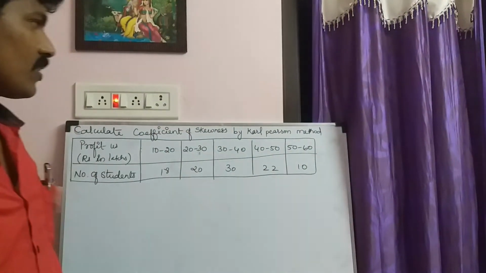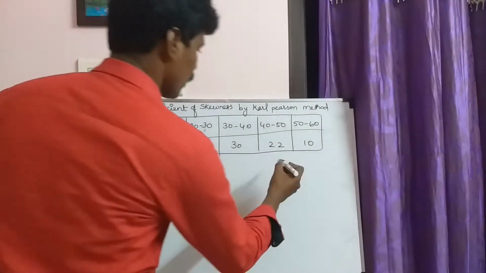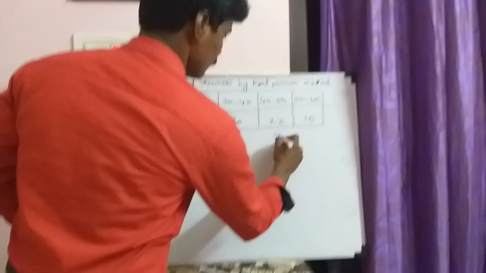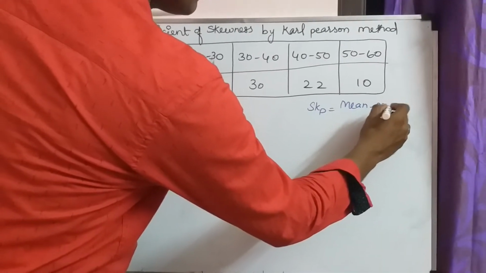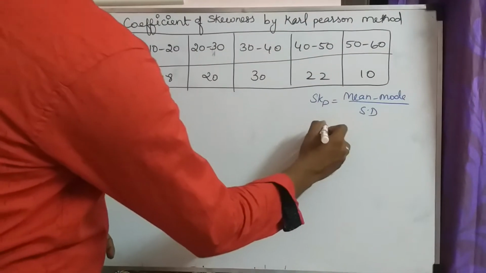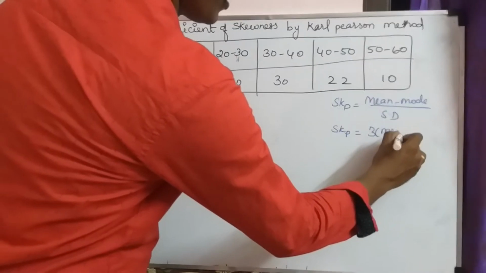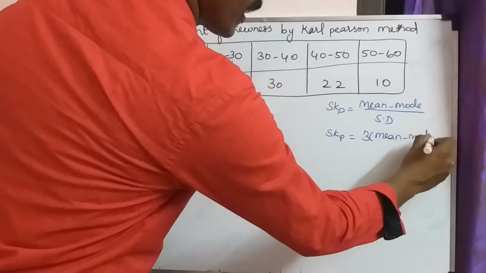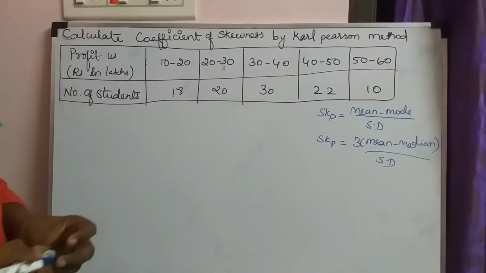This class also covers the Karl Pearson coefficient of skewness. The formula is (mean minus mode) divided by standard deviation. Another formula for the Karl Pearson coefficient of skewness is 3 into (mean minus median) divided by standard deviation. So these are the two formulas.